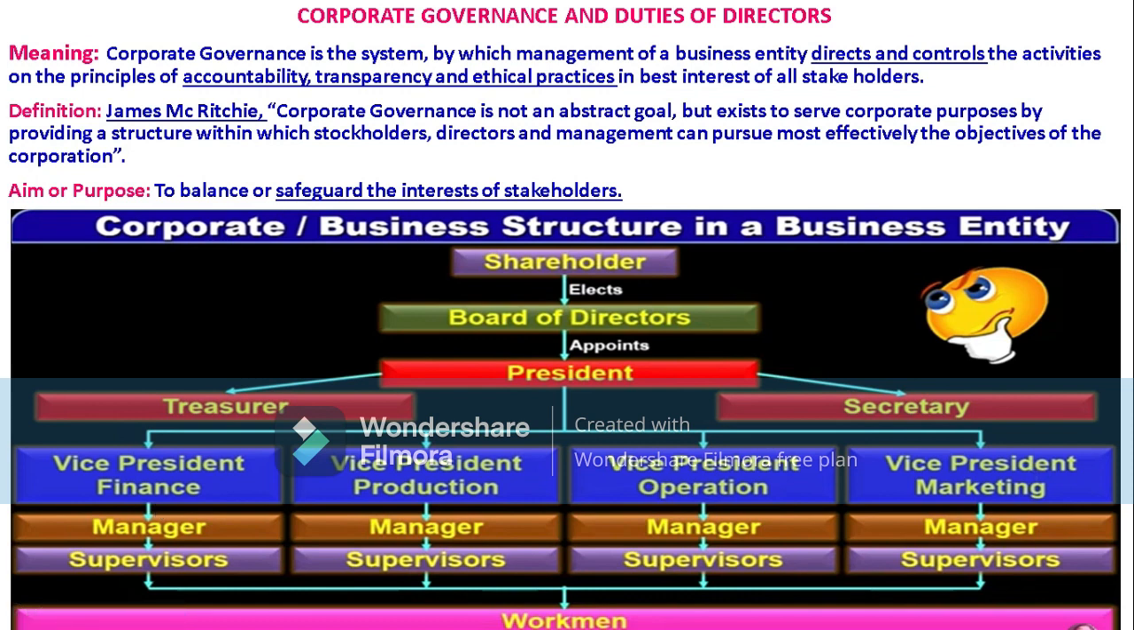These vice presidents appoint managers to their particular departments. The finance vice president appoints a manager for the finance section. The vice president for production appoints a manager to the production department, and likewise an operations manager, and a marketing manager by the vice president of marketing. These managers appoint the supervisors, and these supervisors appoint the workmen who function in the day-to-day operations of production and services in the organization. So this is the business structure in corporate governance.